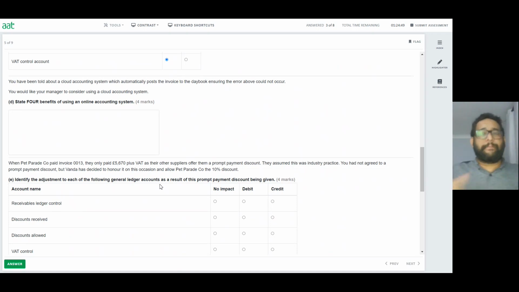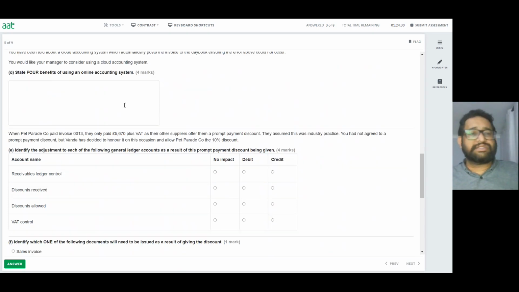They're asking you here. You have been told about a cloud accounting system which automatically posts the invoice to the day book, ensuring the error above could not occur. Makes sense. You would like your manager to consider using a cloud accounting system. What are the benefits of the cloud accounting system? What benefits can you think of?